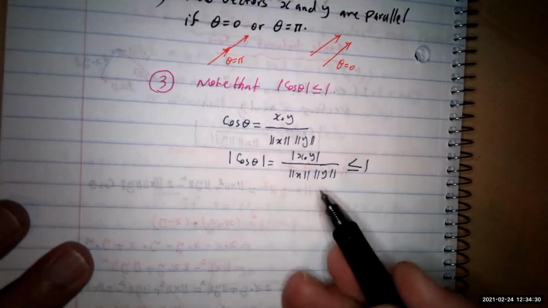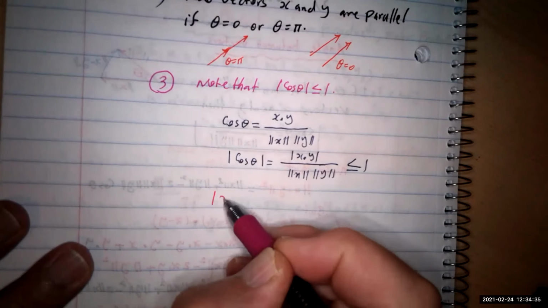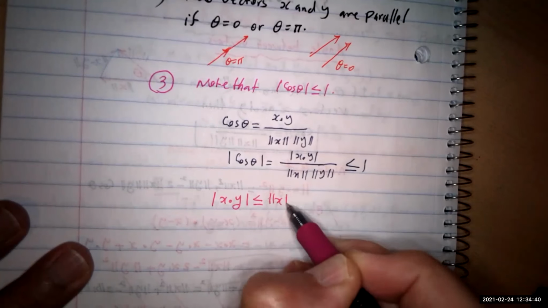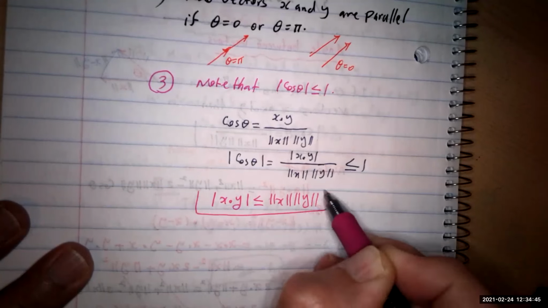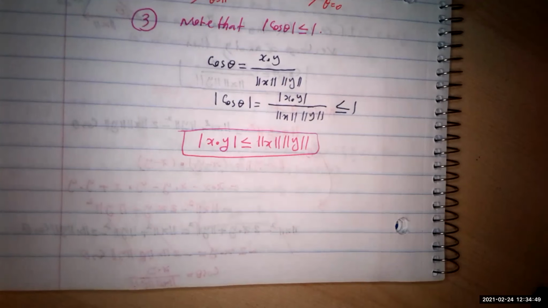If you cross multiply, that gives a very famous inequality. I can prove this one using other methods, but we just leave it. You see, this inequality is such an important one. This is the shortest proof you can get. The absolute value of x dot y, because it's a number, is less than or equal to norm x times norm y. This is a very famous inequality in algebra and in mathematics. We call it the Cauchy-Schwarz inequality.